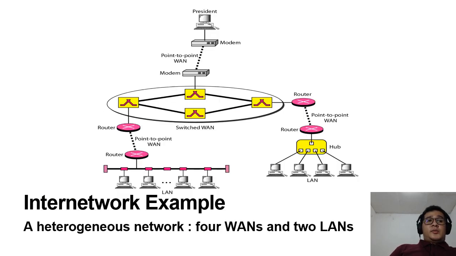The internetwork sample is a heterogeneous network of ones and two LANs. You can see this one. This is the LAN, connected to the central controller and connected to the LAN with the router. Then it connects to switch one into the wide area network, and connects to another computer by using the medium of a modem.